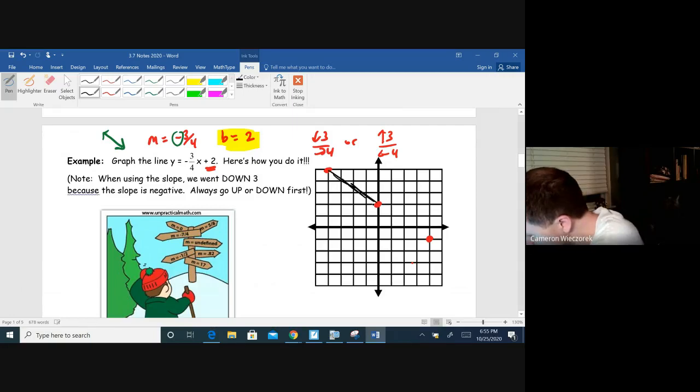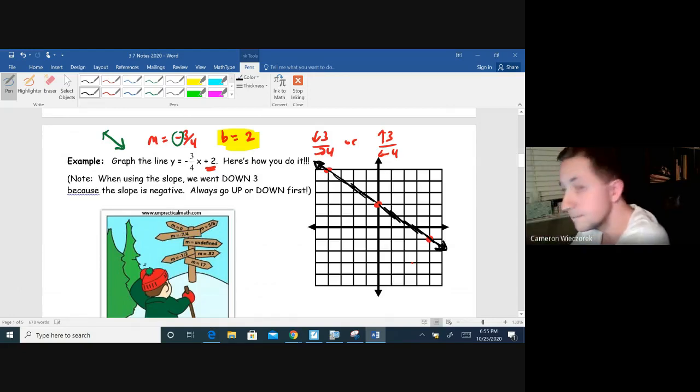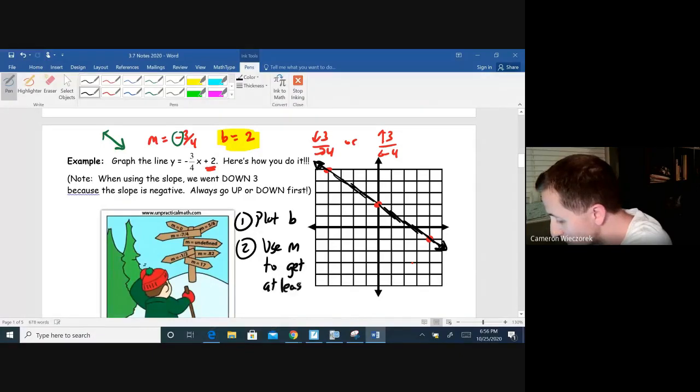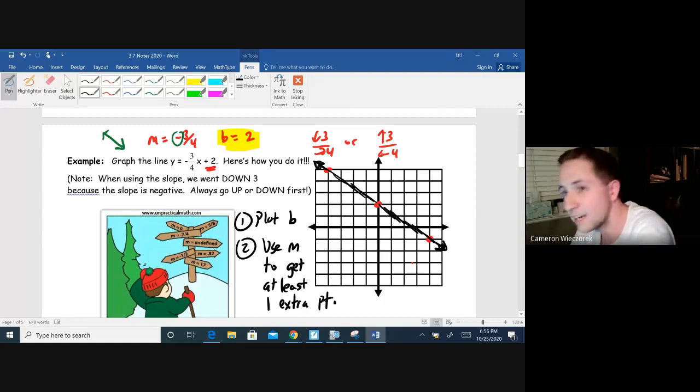Once you have your dots, connect them together. Make sure you put arrows on them since the line has to go forever in both directions. Okay, that's it. There's your line. So plot B, and then use the slope to get, I would say, at least 1 extra point. You need to have at least 2 points on the line. I always like to have 3.